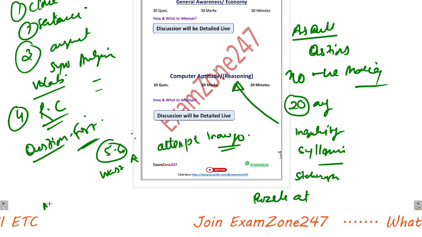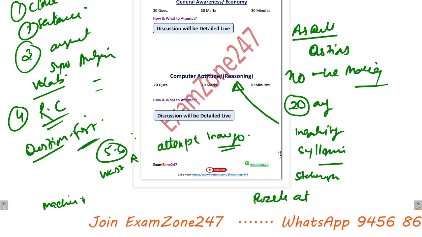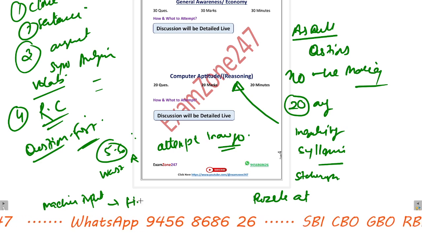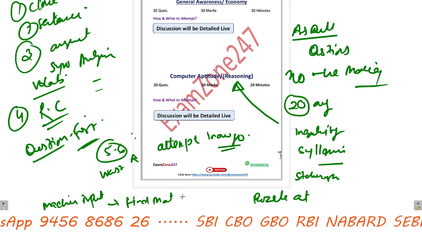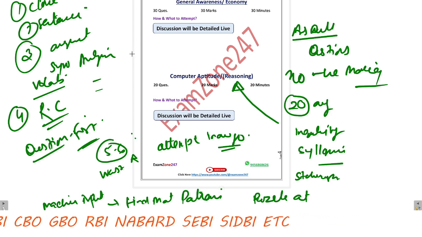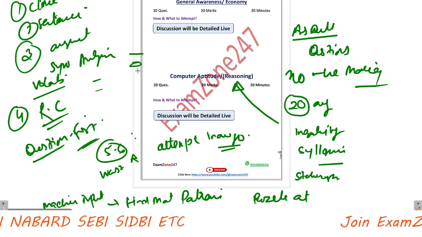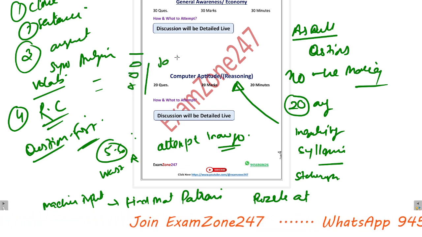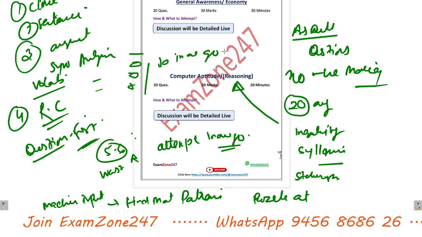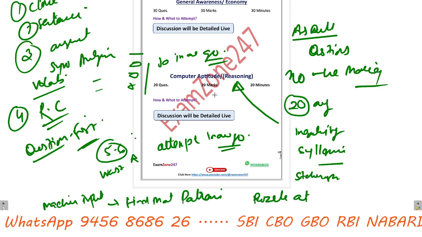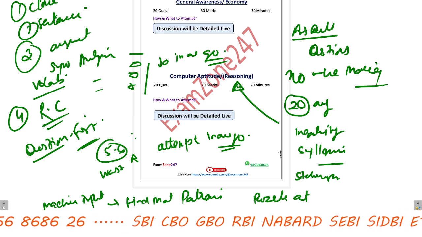See, machine input: if you find that pattern, okay, if you find the machine input pattern, how the machine is arranging, then do it in one go, you will be able to do it. Okay, attempt such type of question.